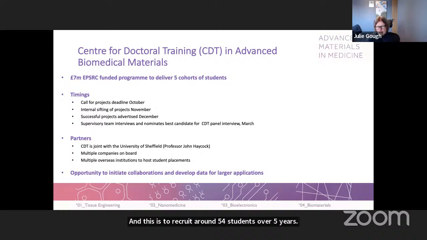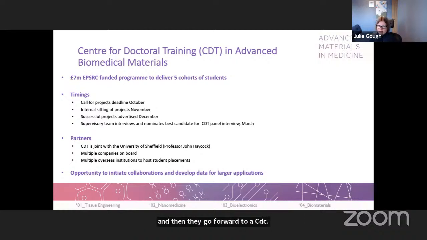So if you have any ideas, one good way of linking up and starting a project is to put in a project proposal for the CDT. So the timings are, we usually ask for project proposals at the end of October. We do an internal sifting of projects, and then the successful projects are advertised in December, and we have supervisory team interviews. We then nominate the best candidates for the projects, and then they go forward to a CDT panel interview, which is usually in March.